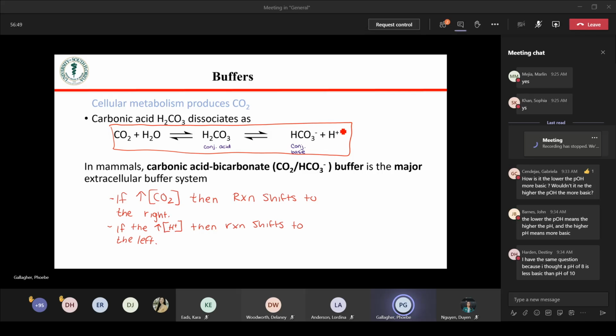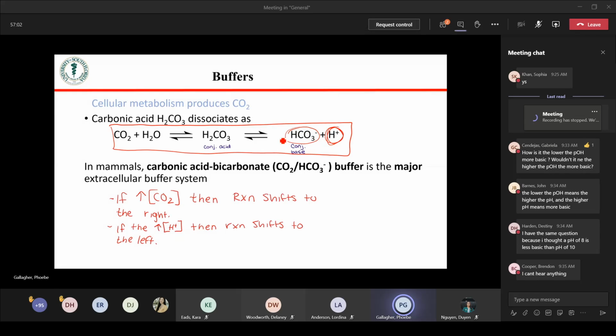So this proton by itself is what changes the pH of your blood. If your pH drops too much, then these protons are going to be more likely to come in contact with the bicarb because there's more of them, and be absorbed to become carbonic acid again.